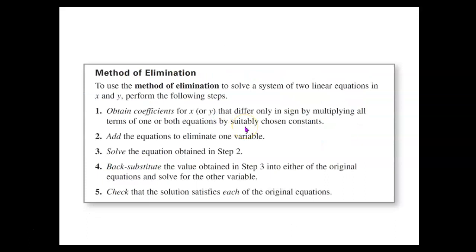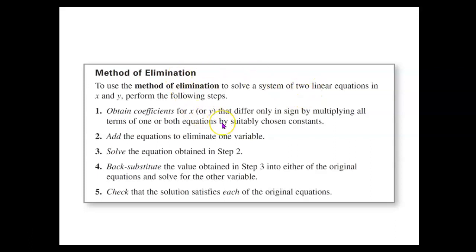So let's stop and talk about how this method works in general. First of all, the two equations need to be both lined up the same way. So if they aren't both lined up in the same way, with the x terms and the y terms and the equal signs and the constant terms in the same positions in both equations, you might need to do some rearranging to get that to happen. But then once they're both lined up the same way, you need to obtain coefficients for x or y that differ only in sign. That is, the numbers in front of the x's or in front of the y's have to be the same except for one of them being positive and the other one being negative.